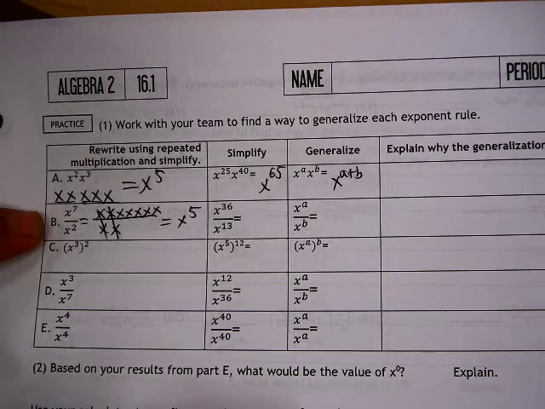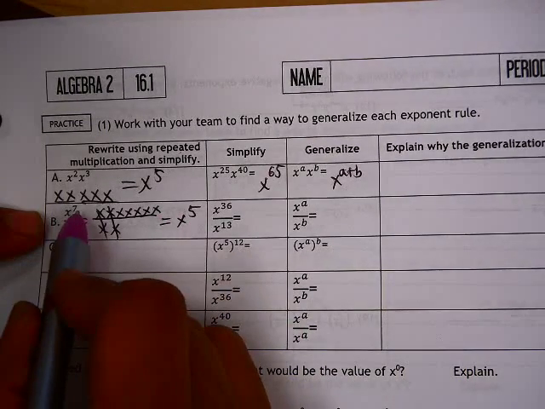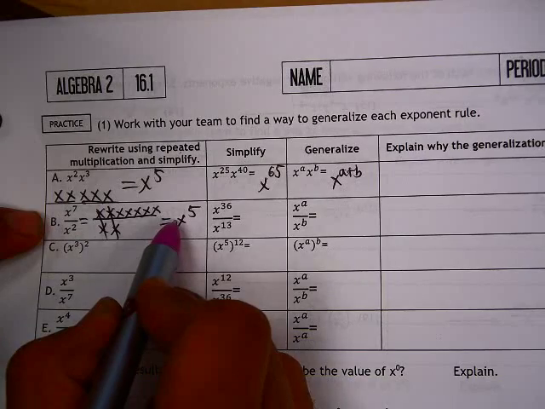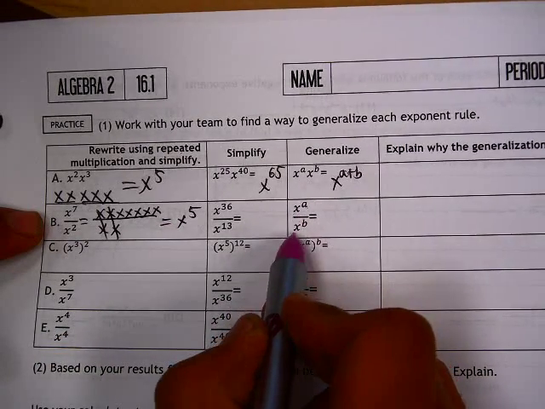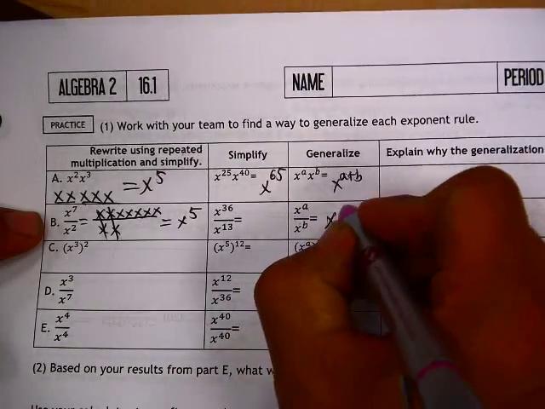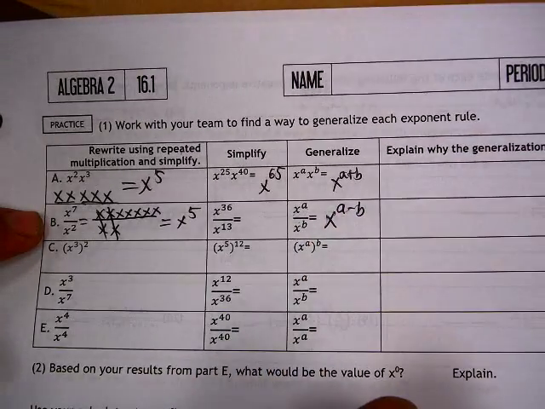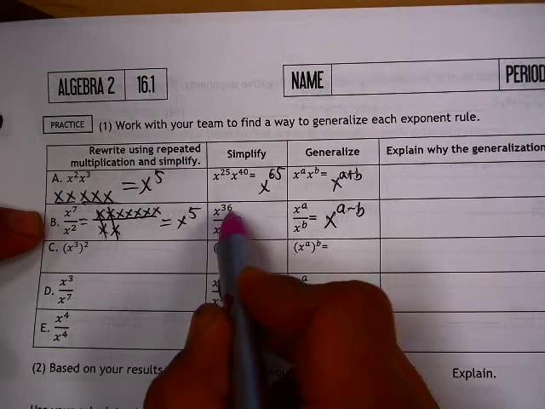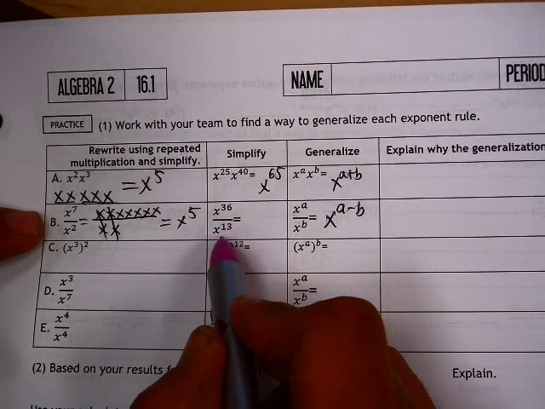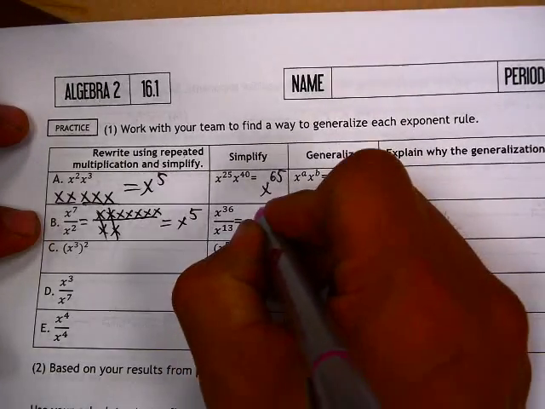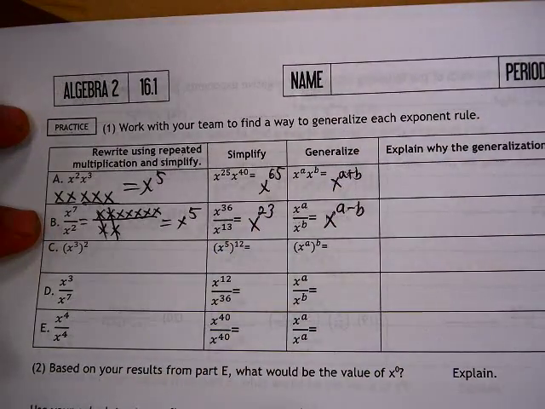On the numerator, the way I would get x to the 5th is 7 minus 2 would give me a 5. So x to the a over x to the b, I had to have subtracted the two numbers. So here, x to the 36 over x to the 13th, 36 minus 13 would give me 23.